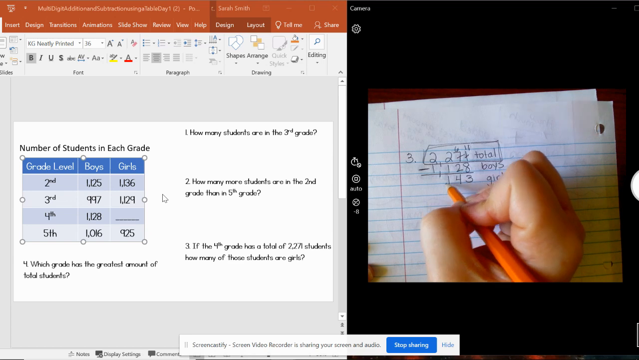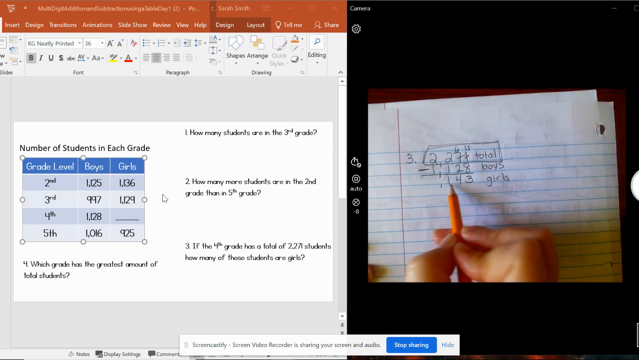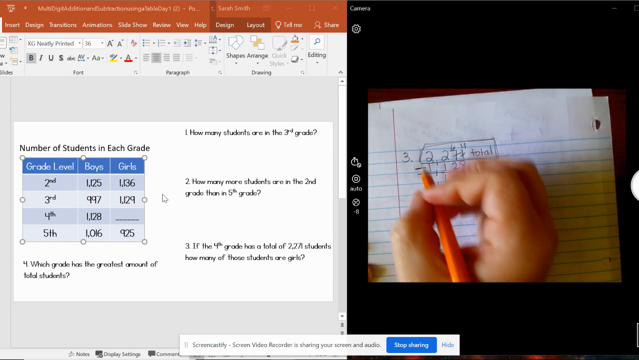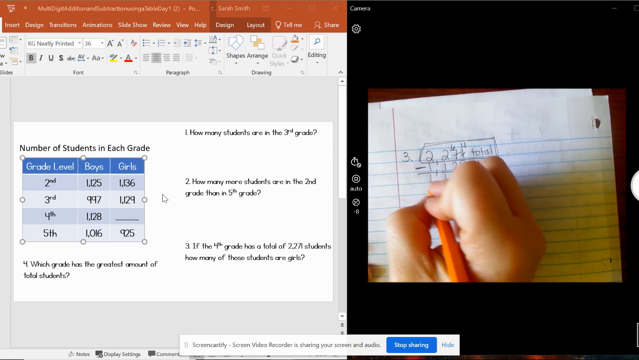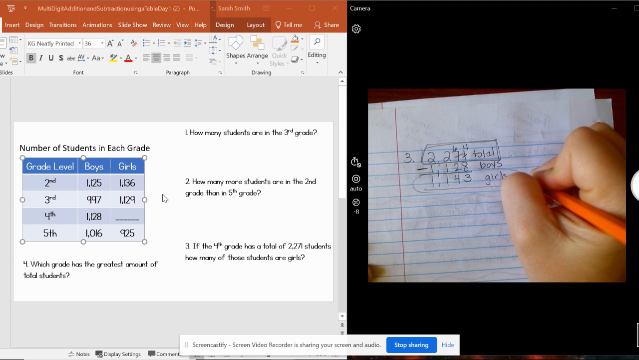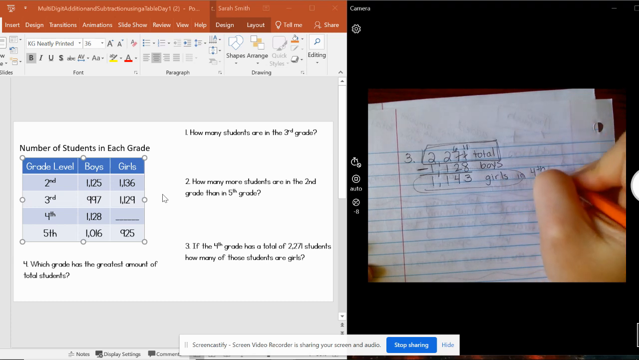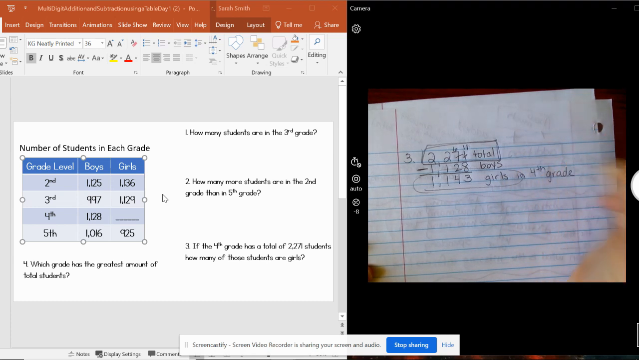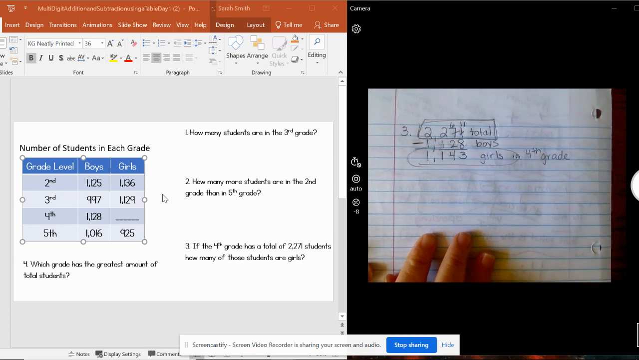2 minus 1 is 1. I put my comma because 1, 2, 3 digits, and then 2 minus 1 is 1. So I know that there are 1,143 girls in 4th grade. Notice I'm labeling. That's important to do as well.